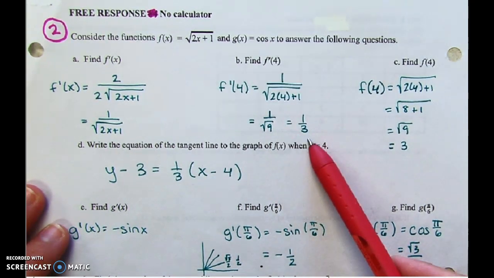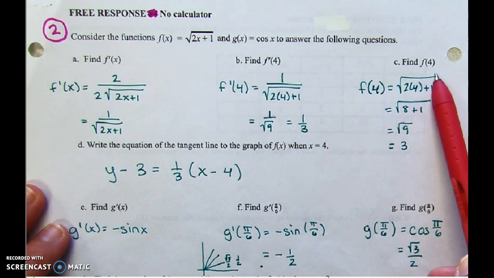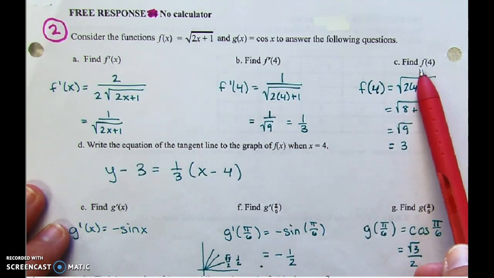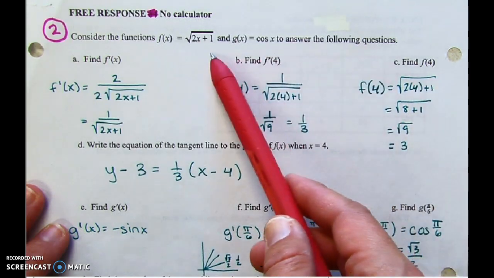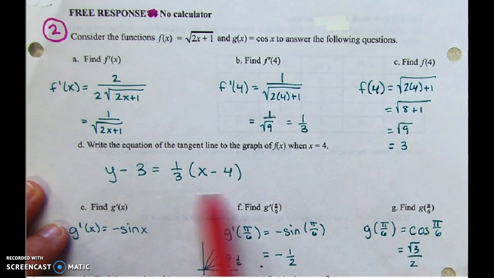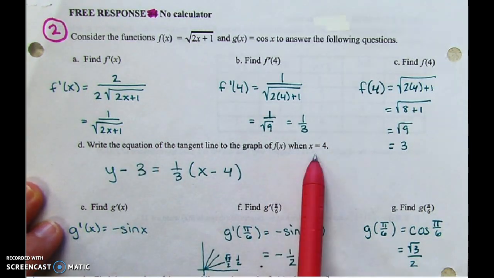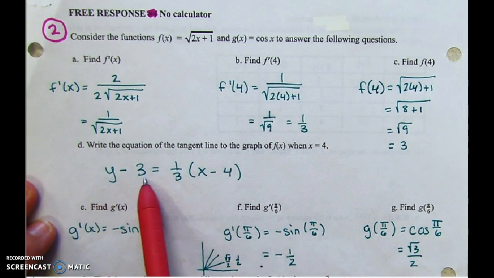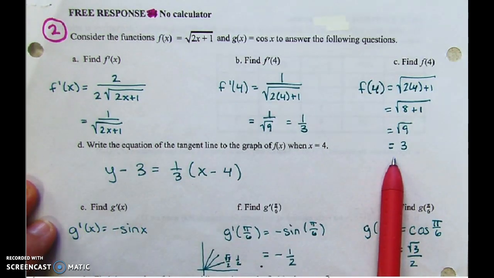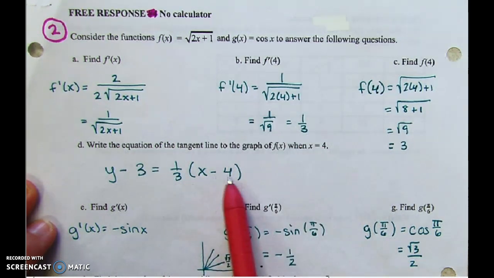F prime of 4, plug in 4. Square root of 9 is 3. And then this says find f of 4. So how do you find f of 4? We got to plug 4 back into the original. Oh, what do you notice? This is the setup for this, right? Write the equation of the tangent line of f of x when x is 4. Y minus y1, that came from here, equals the slope, came from the derivative, times x minus the x value.